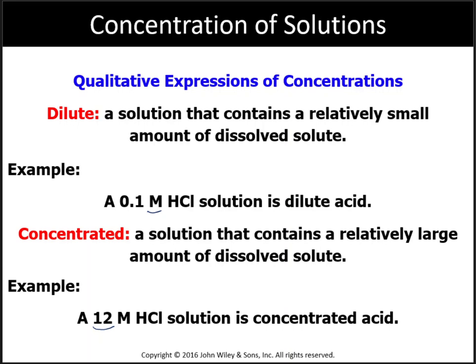A dilute solution, a 0.1 molar hydrochloric acid, means that I have very little hydrochloric acid dissolved in water. But a 12 molar hydrochloric acid solution means that I have a lot of hydrochloric acid dissolved in water. Now, 12 molar hydrochloric acid, because it is more concentrated, meaning it has more of the solute, which is the hydrochloric acid, is going to be a stronger solution. So if you get your skin exposed to the 0.1 and 12 molar, you really feel the 12 molar burning a lot more than 0.1, because it just contains more hydrochloric acid, more solute in it.